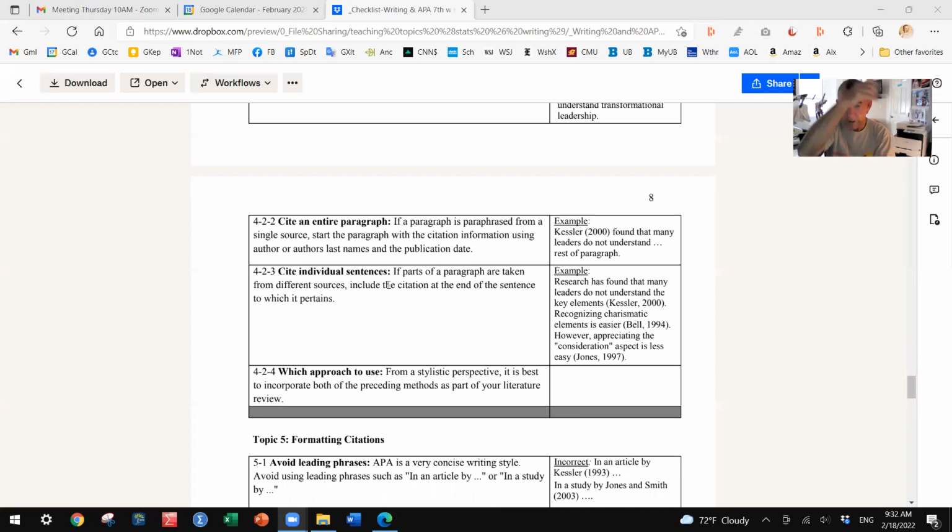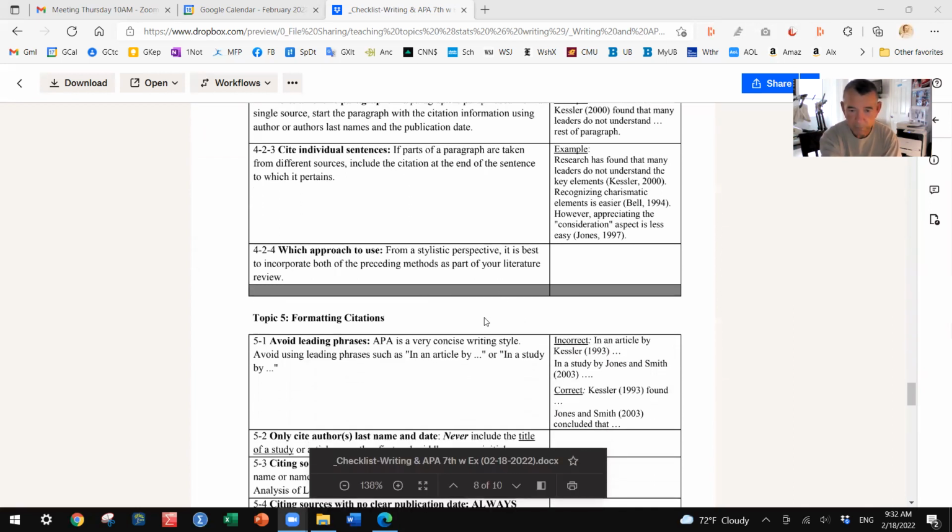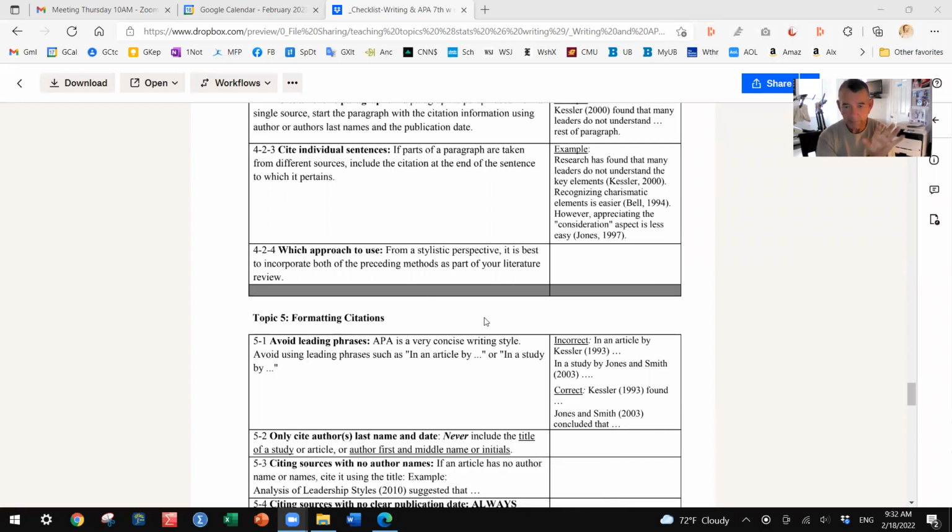Or you can cite each individual sentence. In a paragraph, you might have three different citations, so you need a citation at the end of sentence one, sentence two, and sentence three. From a stylistic perspective, what's the right way to do it? It's better stylistically to have some paragraphs that are fully cited at the beginning, and other cases where there are individual citations within a paragraph.